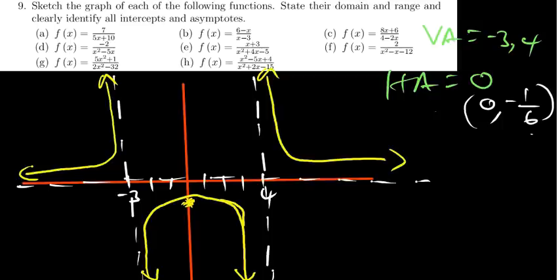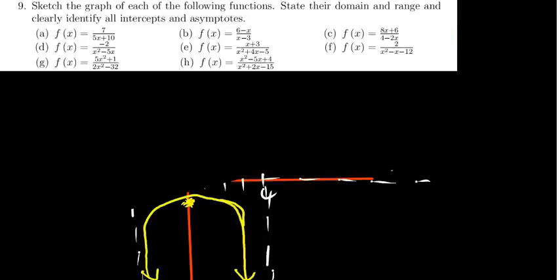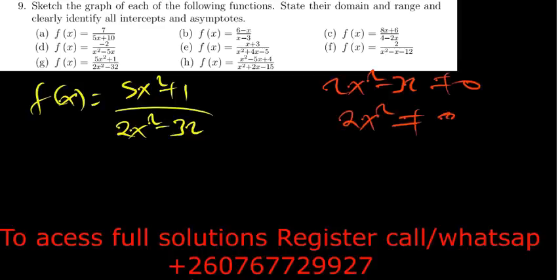Now let's go to G. We have G as f of x equal to 5x squared plus 1 over 2x squared minus 32. To find the domain, get the denominator not equal to 0. So 2x squared is not equal to 32. We divide both sides by 2, so x squared is not equal to 16.